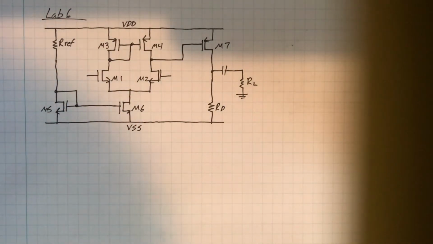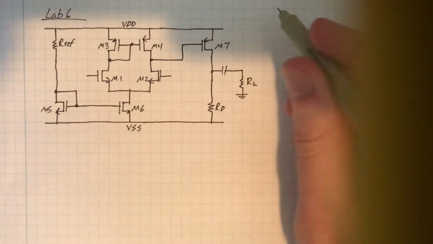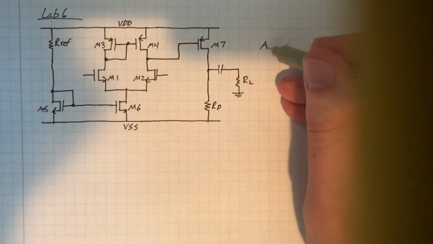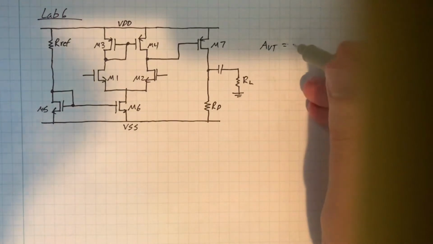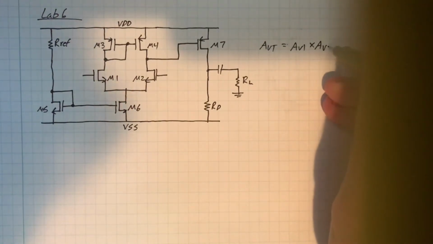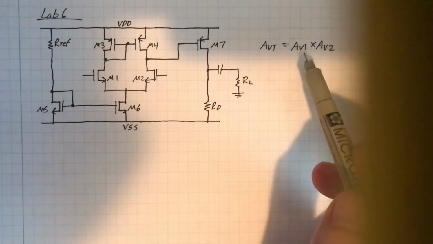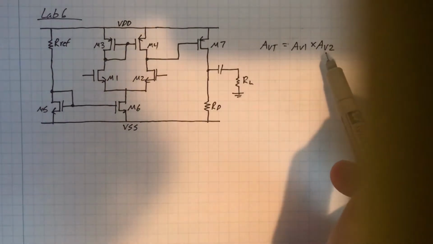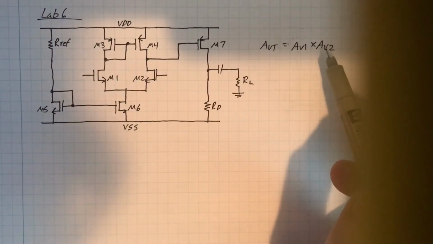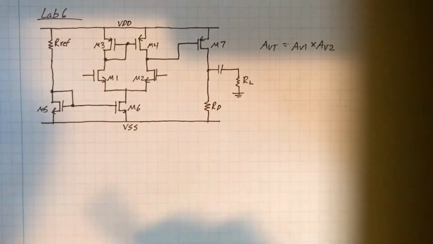We're trying to understand how two stages interact together to give you more gain. The premise here is that the total gain of the amplifier, AVT, is equal to AV1 times AV2, where AV1 is the gain of the first stage, which we analyzed in the previous lab, and AV2 is the gain of the second stage, which we're adding for this lab, M7 and RD with RL.